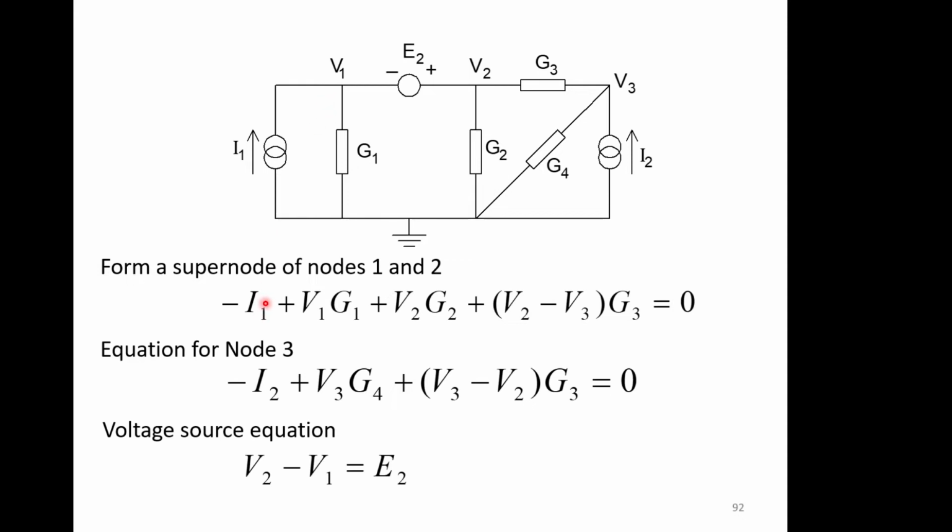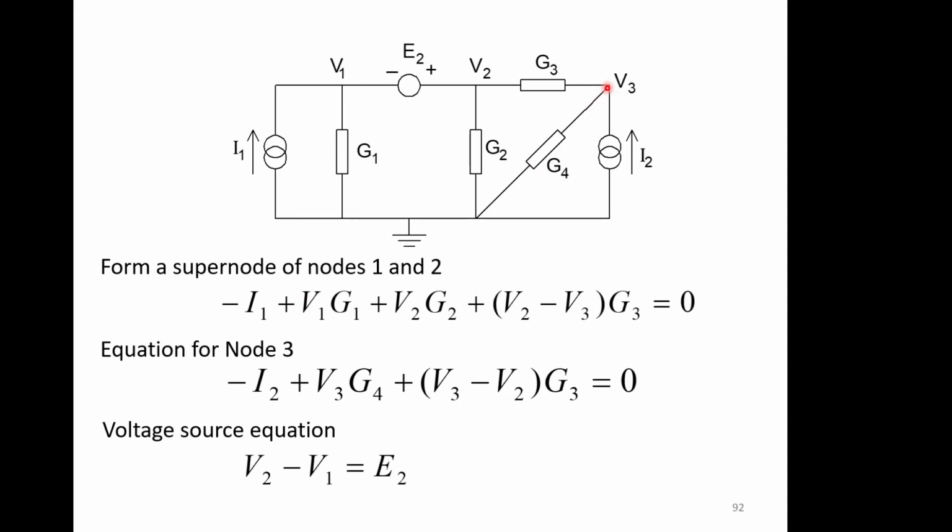So we've got minus I1. We've got V1 G1 for a current leaving down here. We ignore this. Then we go over here and we say V2 G2 is leaving, and then we've got V2 minus V3 G3 going on over here, and we say that's naught. So we've treated this bit and this bit as a single node and sort of conveniently ignored this bit. Okay, so just take that as read for the moment, and then we go over here, node 3.